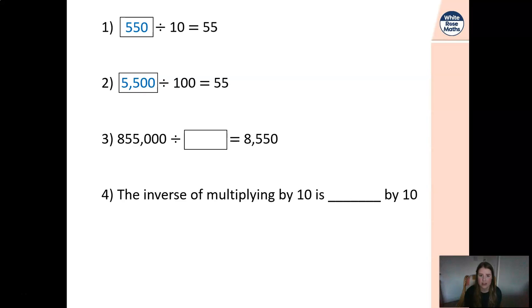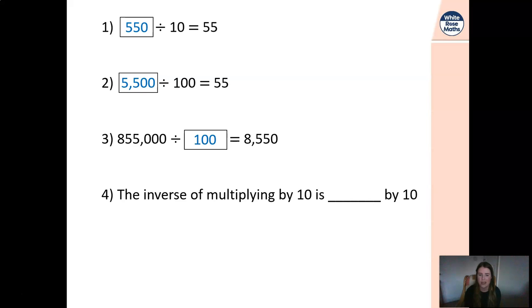Now number 3 is fairly straightforward. We already have our answer and our starting number. So you now need to work out how many times smaller this number has become. And the answer is 100. So our number has become 100 times smaller than the original.